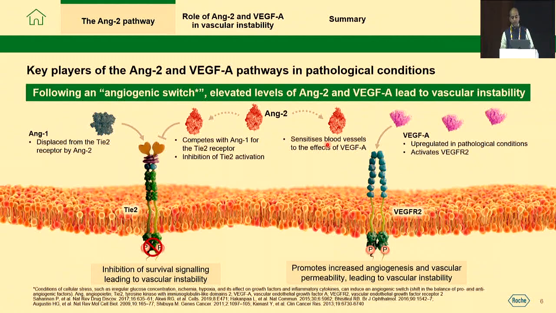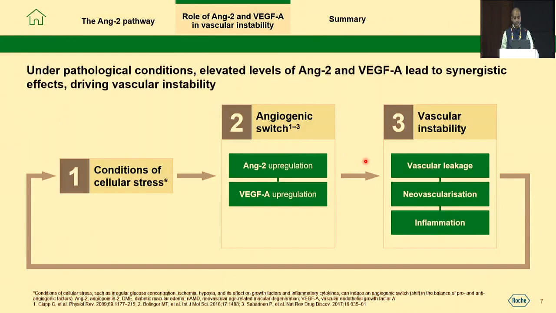When the angiopoietin 2 levels are higher, they compete with angiopoietin 1 for the tyrosine kinase, and they inhibit this tyrosine kinase, which reduces the vascular stability. Along with that, they sensitize the blood vessels to the effects of VEGF. So VEGF-A also binds with VEGF-R2 in higher levels of angiopoietin 2. This VEGF again promotes endothelial cell apoptosis and other factors which we know from many decades.